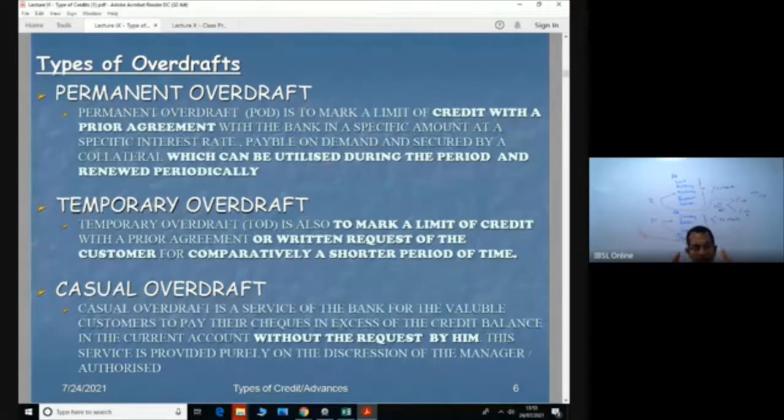Casual overdraft is not a facility. It is a privilege given to the best customers of a bank. Right? At the discretion of the management, the manager decides to pay. That is without a request from the customer. He is bound to pay only if we decide to pay the check. Right? It is a casual thing. Manager's discretion, you can't demand that. You don't need a written request from the customer in order to grant a casual overdraft, maybe for 1 day, maybe for 7 days, very small periods.